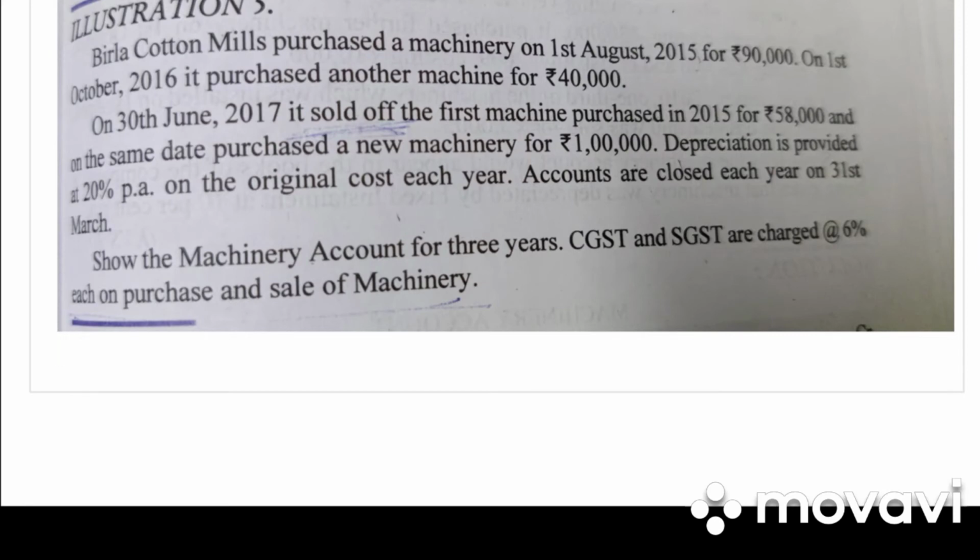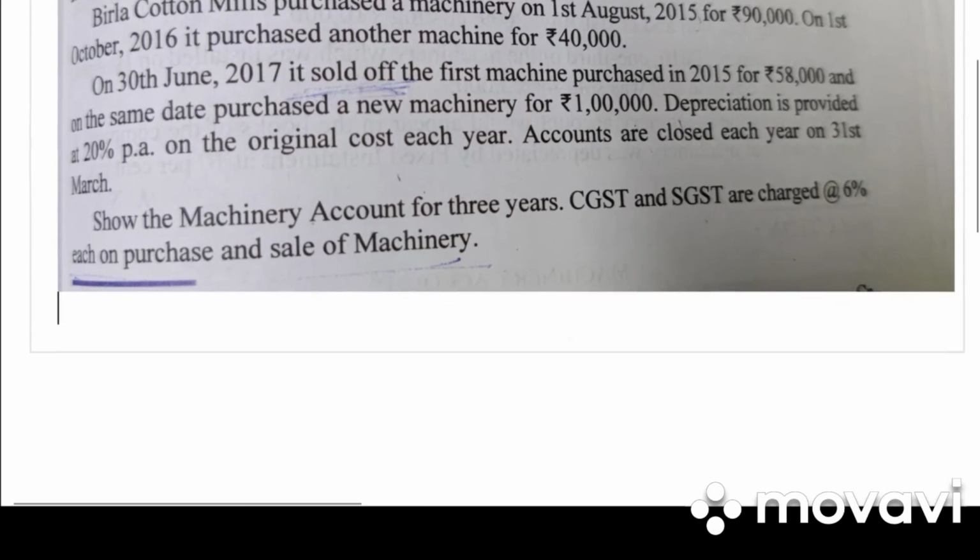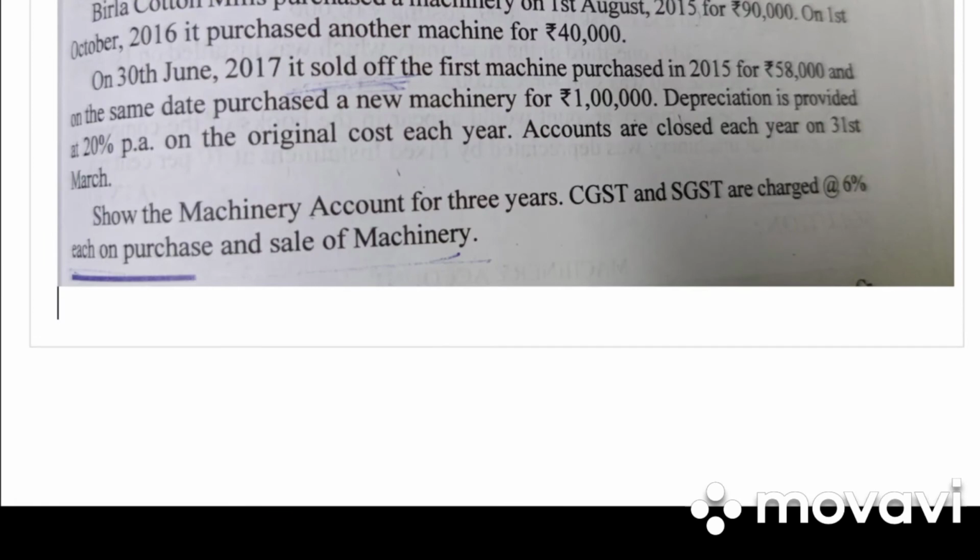Birla Cotton Mills purchased a machinery on 1st August 2015 for 90,000. On 1st October, it purchased another machinery for 40,000. On 30th June, it sold off the machine and purchased new machinery. Depreciation is charged at 20%. Show the machinery account for 3 years. CGST, SGST are charged at 6% each on purchase and sale of machinery.